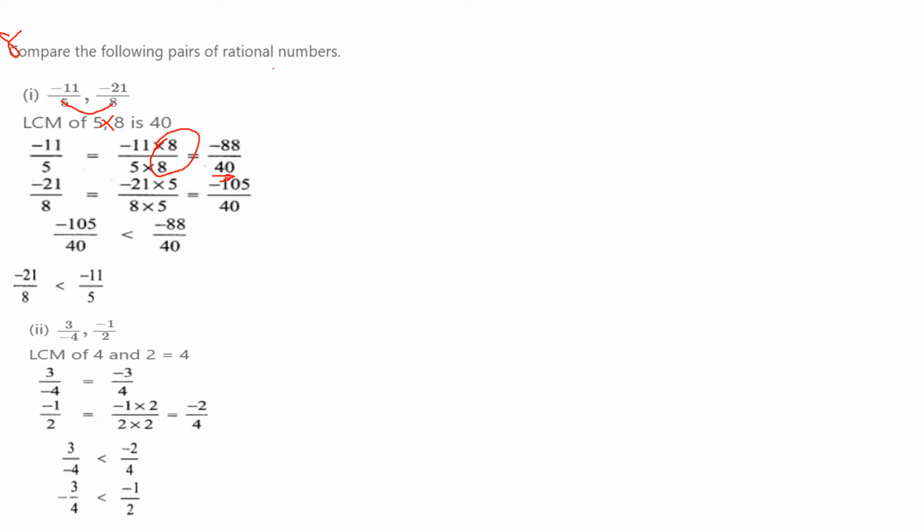And minus 21 by 8, also we need the product 40. So multiply by 5. So minus 21 into 5, minus 105 by 40. So in that number line you see 0, here minus 88 by 40 and here minus 105 by 40. If we go to the right hand side it is bigger. You see here positive integers 1 and 2. If it goes right side it is greater, means minus 88 by 40 is greater. So the corresponding number, minus 11 by 5, is greater.